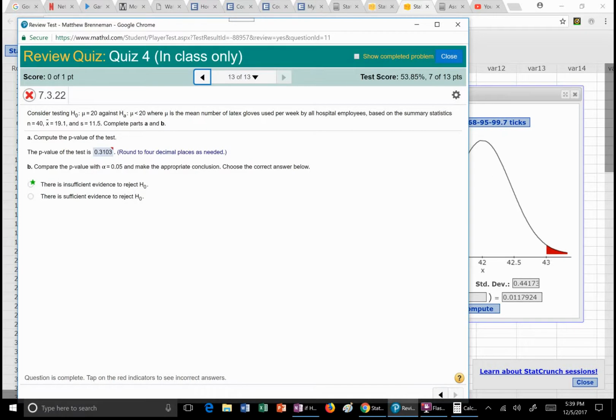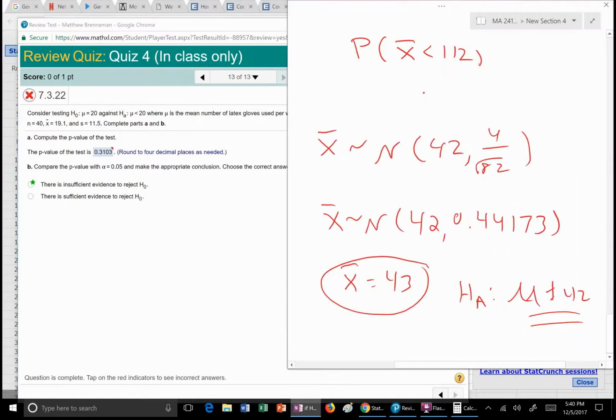Okay, so we're testing these two hypotheses. And here, mu is the mean number of latex gloves used per week by all hospital employees. So we want to test this hypothesis given these statistics. So let's look at this.